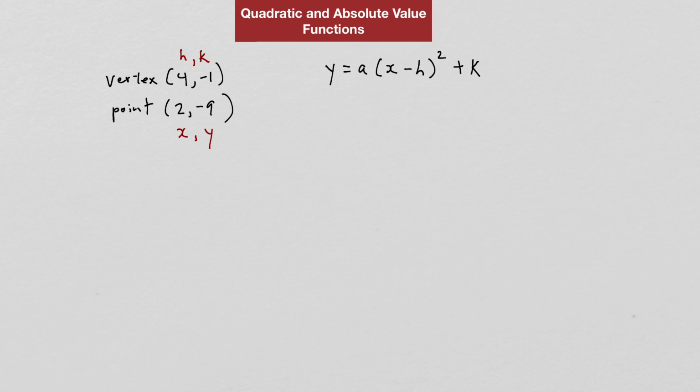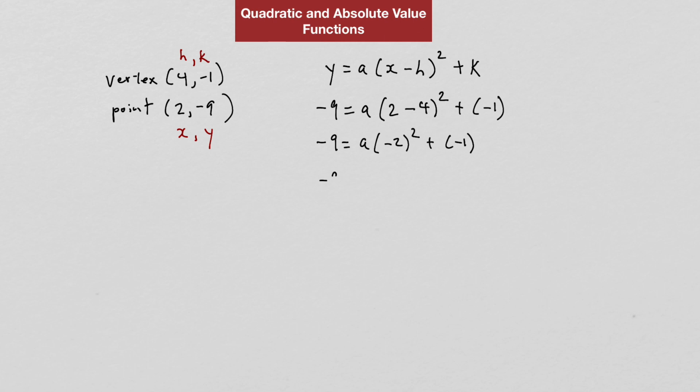Actually, let me undo that and do that in black. -9 is equal to a times, my x here is 2, minus, and then h is 4, squared, plus, and then my k is -1. Okay, so now let's go ahead and solve for a. -9 is equal to a times -2 squared plus -1. All I did was I solved what's inside the parentheses. 2 minus 4 is -2. And then on the next line, we're going to square the -2.